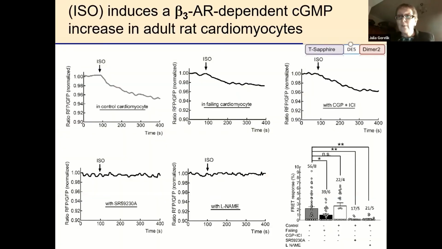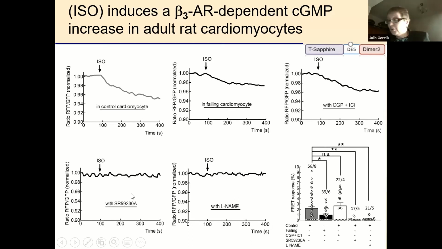So first of all, we used a cyclic GMP sensor with two fluorophores, Sapphire and Dimer2, and with a binding domain which can bind cyclic GMP. And when we activate cardiomyocytes with ISO, we see a very high release of cyclic GMP, and this release decreases in failing cardiomyocytes. Also very interesting, when we block beta-1 and beta-2 receptors, we don't have any changes. So this is really the signal from the beta-3 receptor.